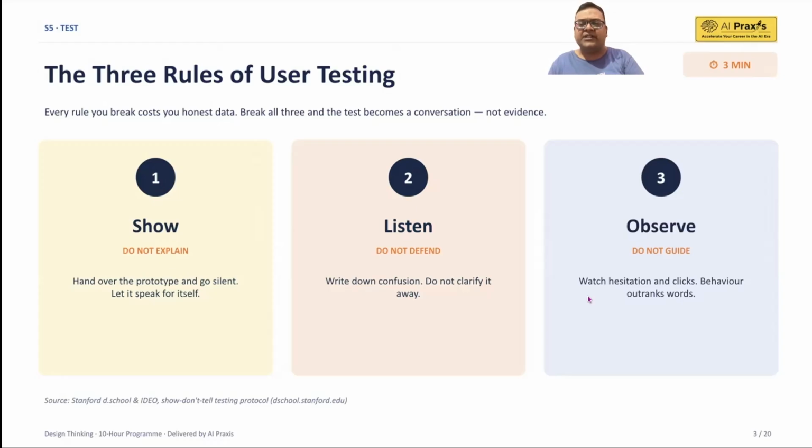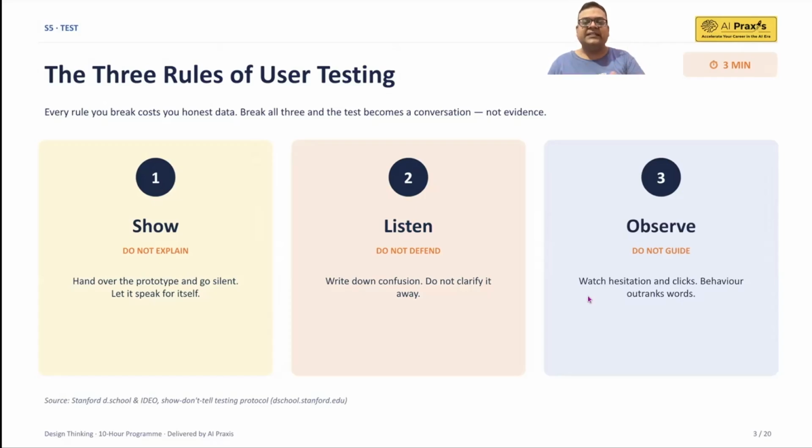But if they naturally struggle to find the order button, that's valuable information. It tells you the interface isn't communicating clearly, because at the end of the day, you would have thought you made it very intuitive, right? A good product shouldn't require a tutorial for basic tasks.